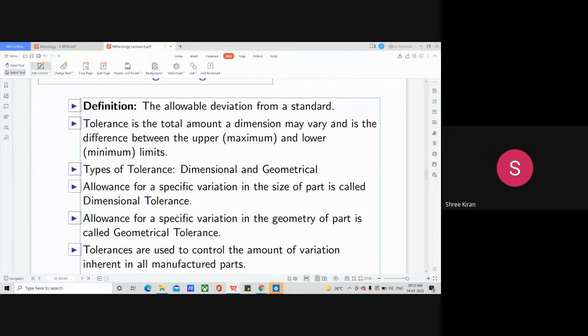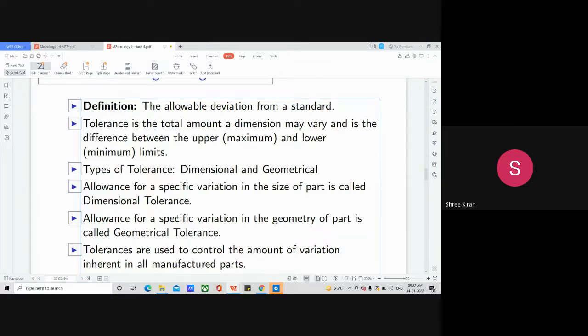Then, allowance for a specific variation in the size of a part is called dimensional tolerance, and allowance for a specific variation in the geometry of the part is called geometrical tolerance. Then tolerances are used to control the amount of variation, that is, how much variation can be inherited, accumulated or accepted in all manufactured parts.